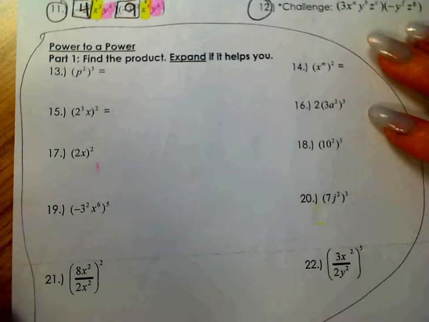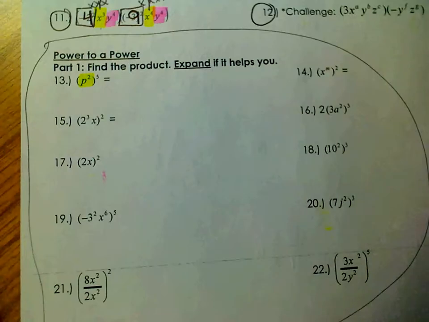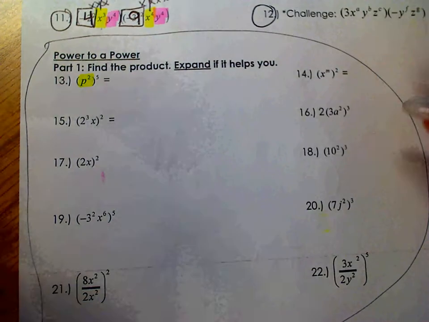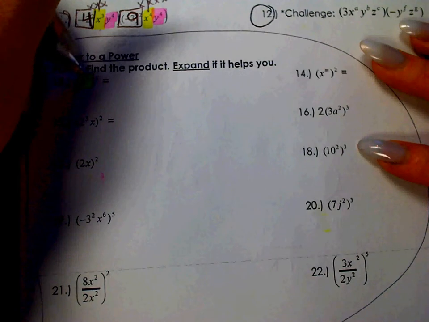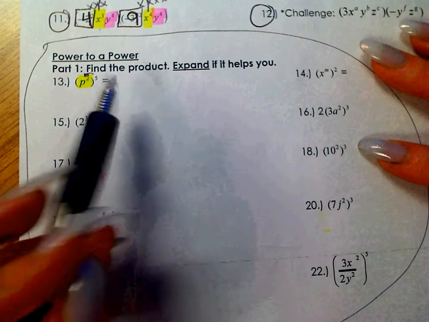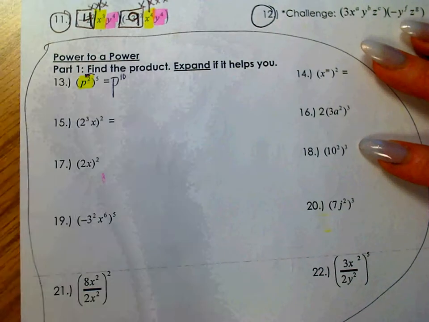Okay. So we have p to the second power inside the parentheses, and this is being raised to the fifth power. So we're going to multiply the exponents here. 2 times 5 is 10, so that's p to the 10th power.